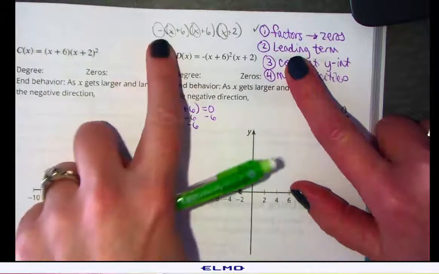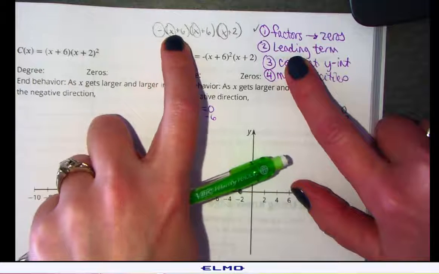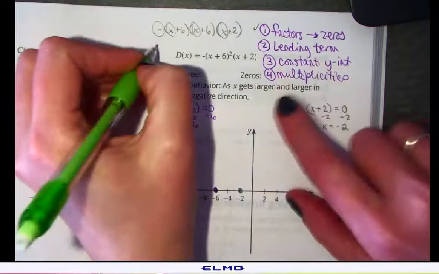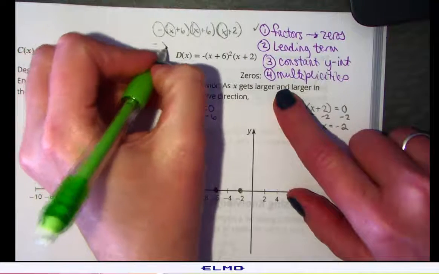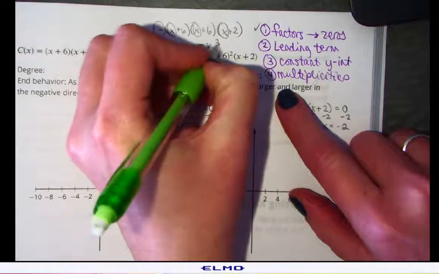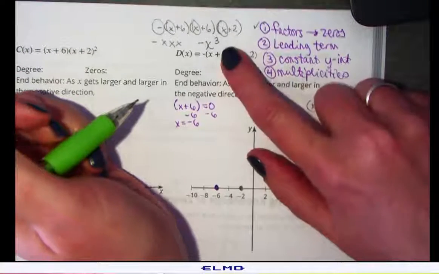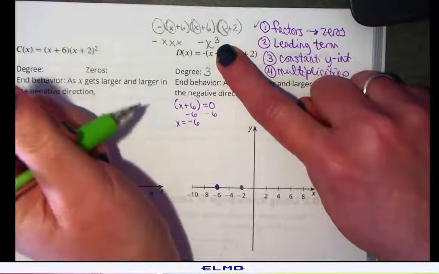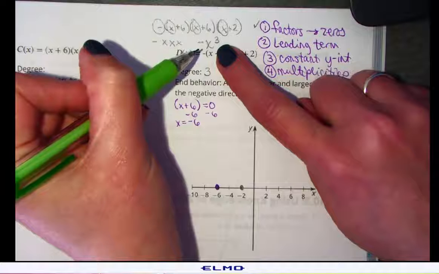If I had a coefficient out in front, I'd also have that number, and if any of these x's had a coefficient in front of them, I would still use that number too. But what I really have is just a negative x, x, x, which we might know as negative x to the third. That's telling me a couple things. First of all, it has a degree of 3.